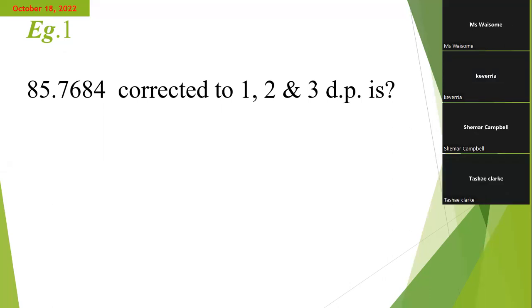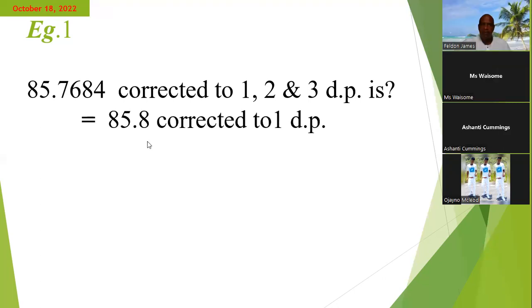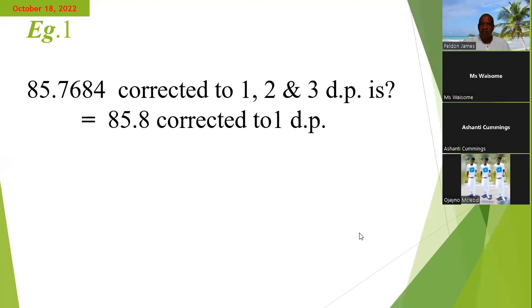Okay, all right, so correct. So the first decimal, if you're rounding off to one decimal place, it should be 85.8. All right, now let me just ask individuals, preferably call on persons who are not participating. Ms. Cabrera, if we're rounding off this to two decimal places, what would be the answer?